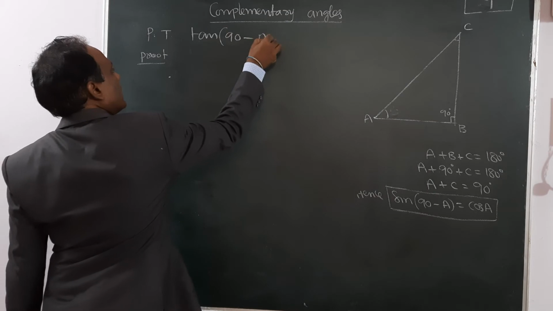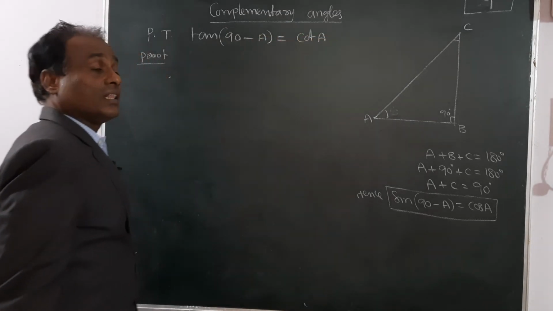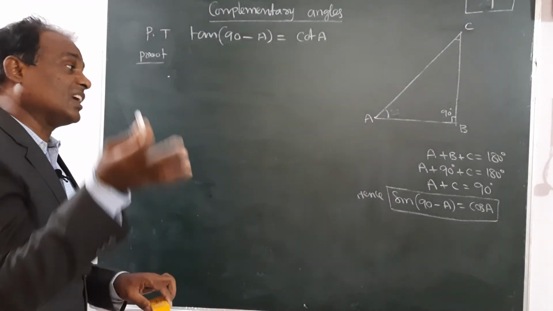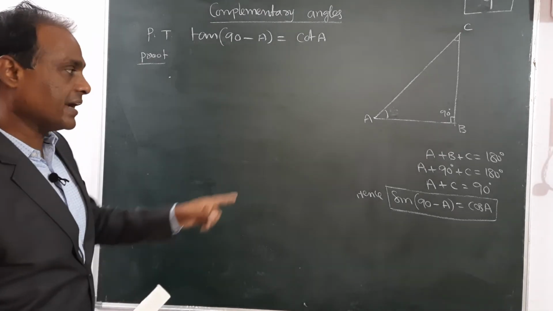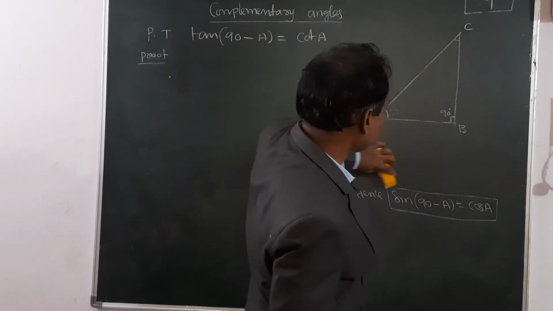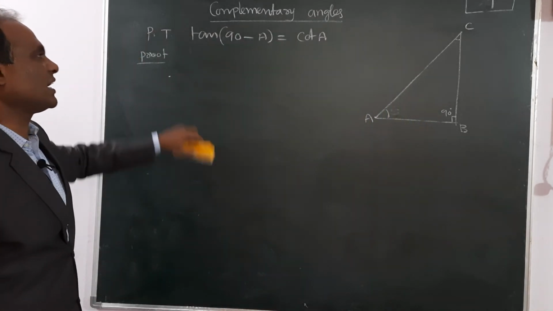Tan 90 minus A is equal to cot A. Prove that. See, like this we can prepare total 12 formulas. So I derived one, and the second also I am deriving. Three I will derive, and remaining all you have to derive. See here, tan 90 minus A is cot A.